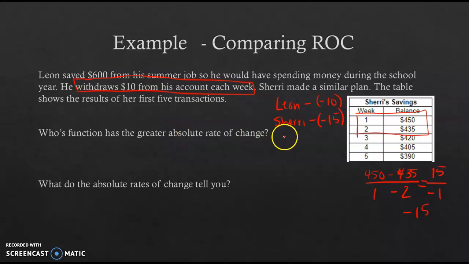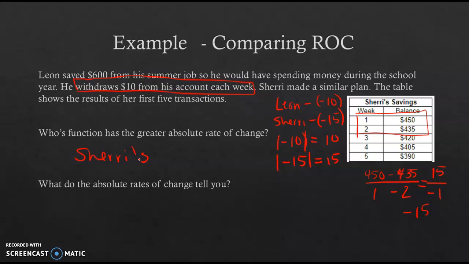Now, from here, it's saying absolute value. So I want the absolute value of negative 10 and the absolute value of negative 15. Absolute value is our distance from 0, which just makes everything positive. So this is 10 and 15. So whose function has the greater absolute rate of change? And the answer to that is Sherry. Sherry's function has a greater absolute value rate of change.